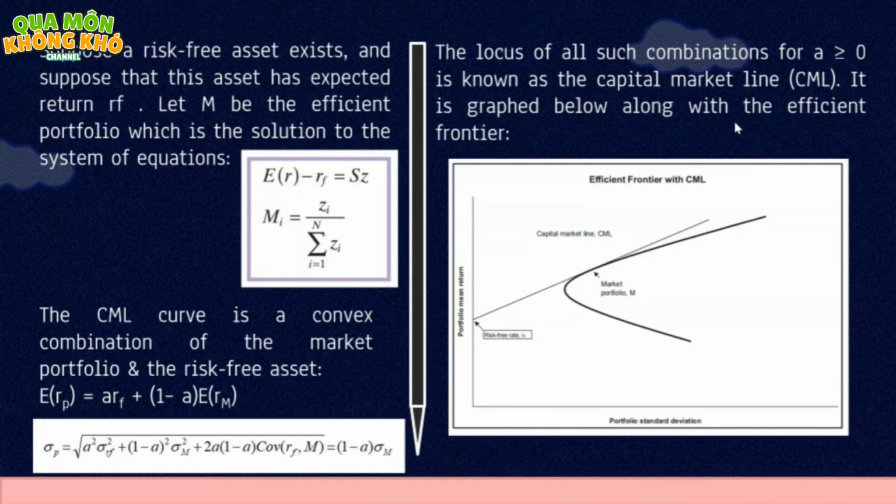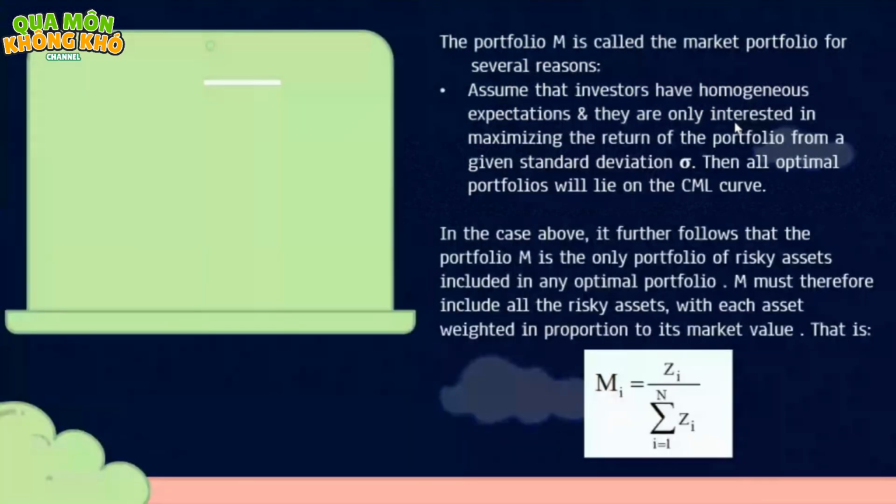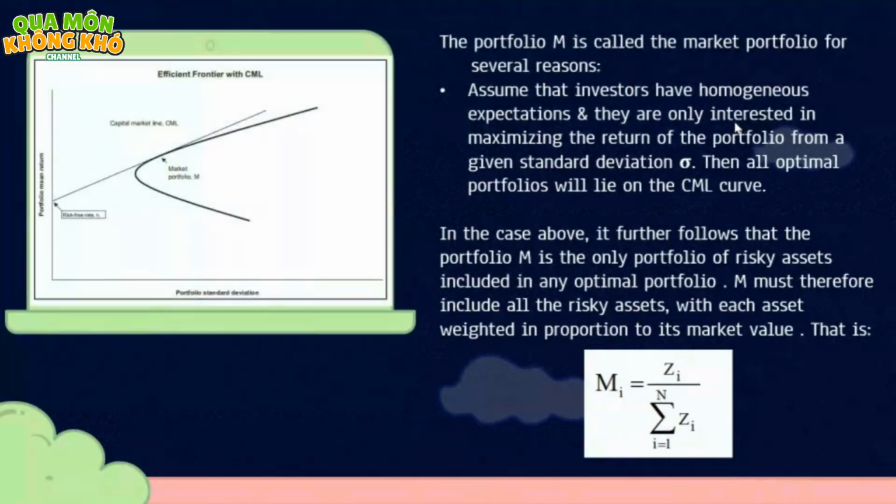The CML is linear, and the market portfolio M is the tangency point between the efficient frontier and the CML. The portfolio M is called the market portfolio for several reasons.